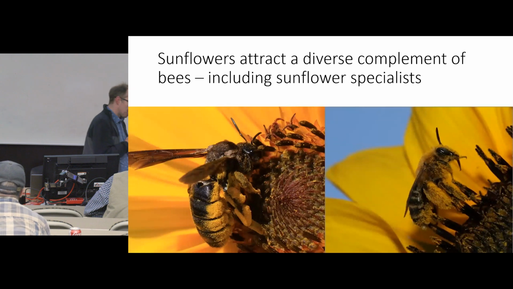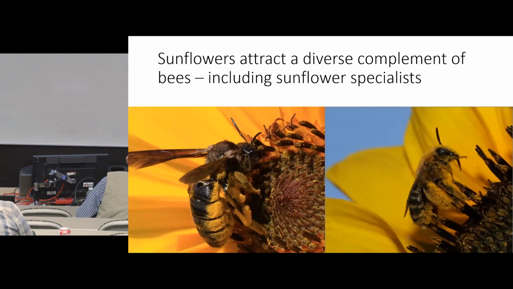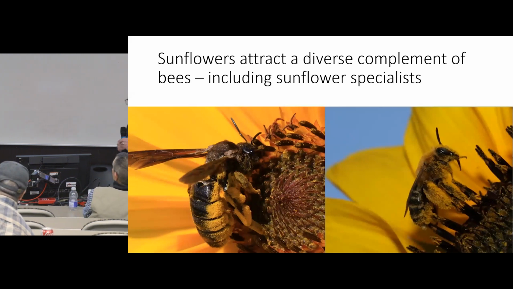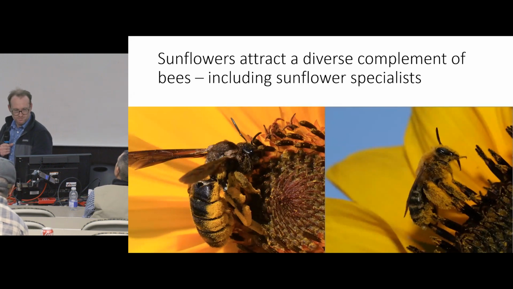Sunflower is actually an interesting plant from a bee taxonomist's perspective because it's a native species. There's a huge variety of bees that have become adapted to using sunflowers. These are just a couple of examples. There are many more bees that are specialists on sunflowers. They only visit sunflowers. So it's an interesting crop for bees.